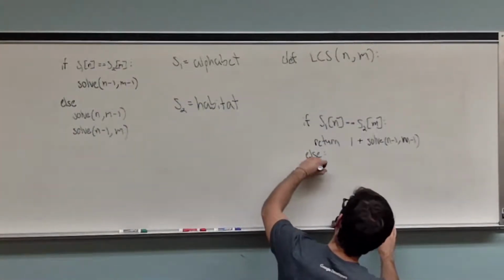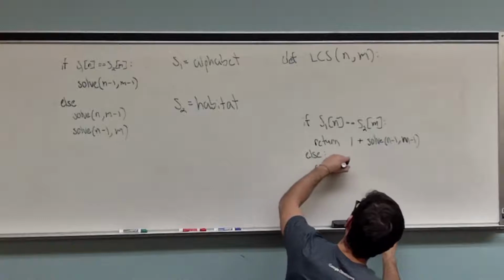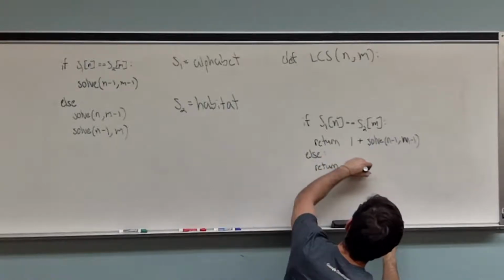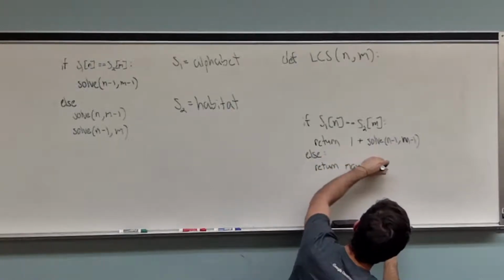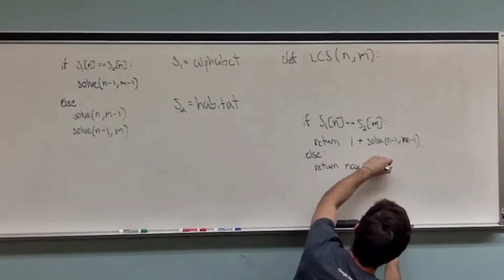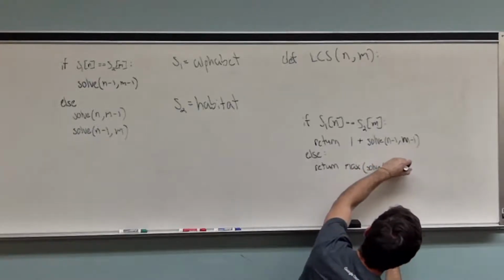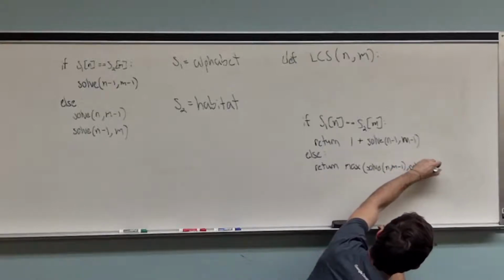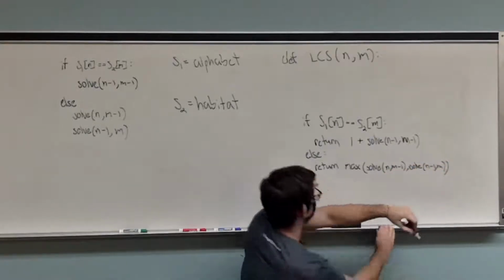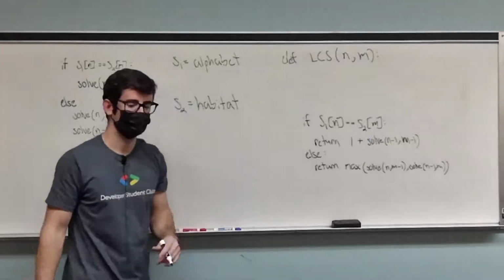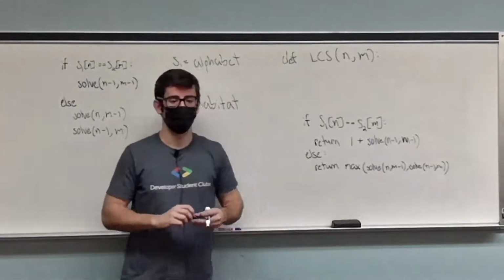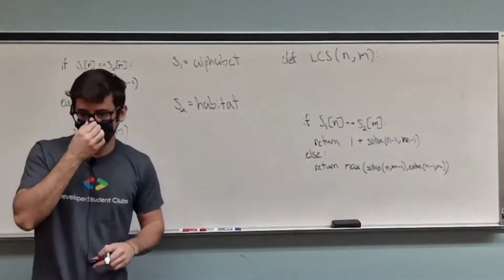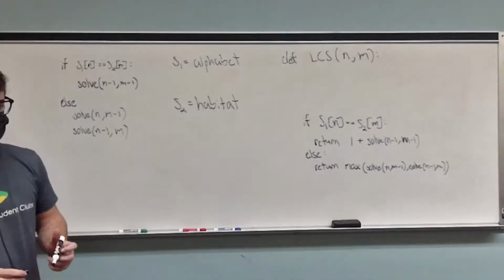We want to return the max between calling solve with n minus 1, m and calling solve with n, m minus 1. Does that make sense to you guys? Yes? David, you too? Perfect.